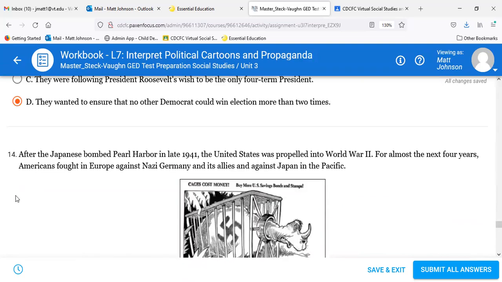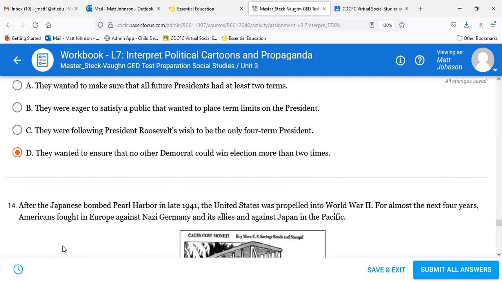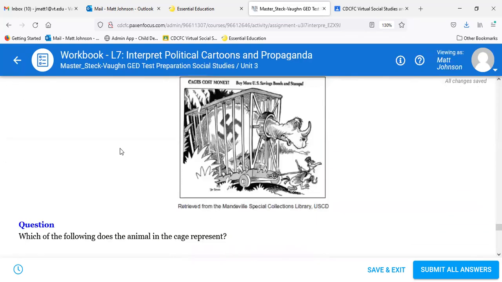And so our last cartoon here. After the Japanese bombed Pearl Harbor in late 1941, the United States was propelled into World War II. So for almost the next 4 years, Americans fought in Europe against Nazi Germany and its allies and against Japan in the Pacific. So you might be able to make out the name on this cartoon, but anybody recognize that art style?